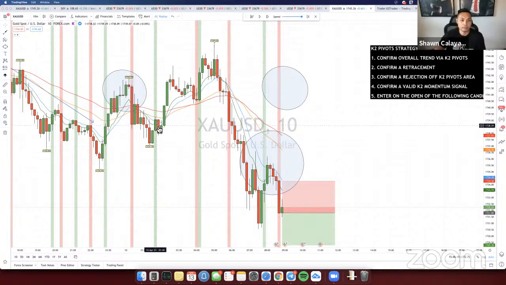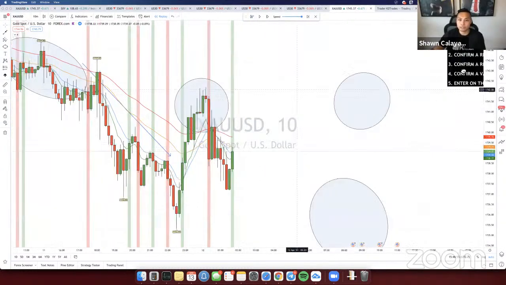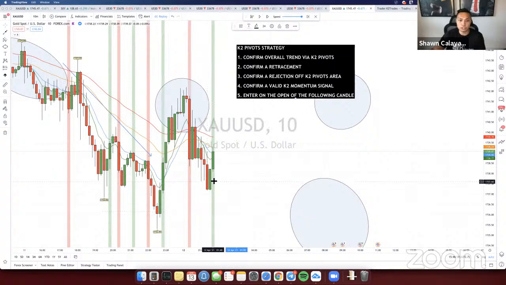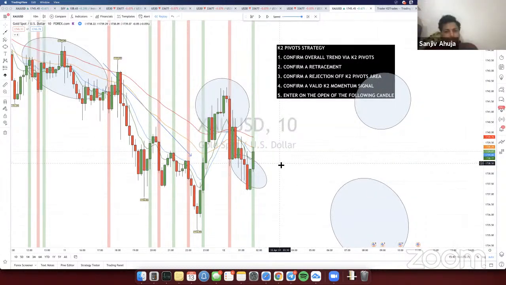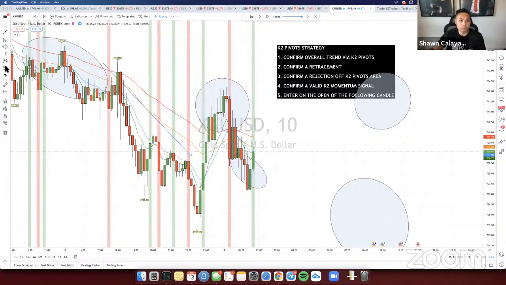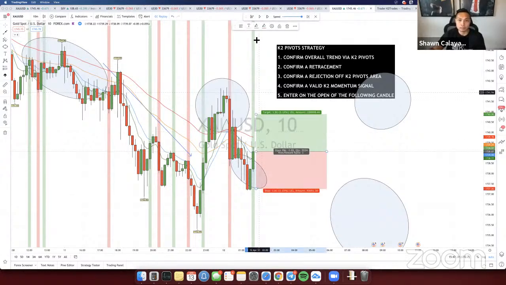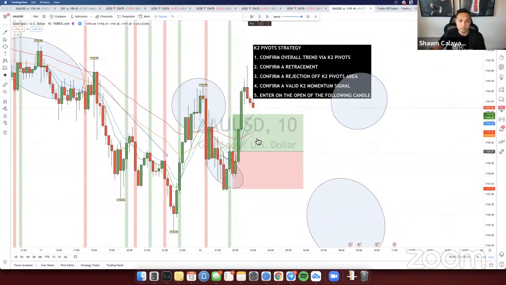Here. Yeah. So let's see this one. Oh yeah, sure. So this wouldn't be an entry. For this one right here, you would need the rejection to be within the area of the pivots. This is the same thing that we mentioned over here. You see how these rejections are in the area of the pivots? This rejection is way past the pivot. The pivots are above it. So I personally wouldn't take this trade, but I think if you took it, it probably would still work, right?